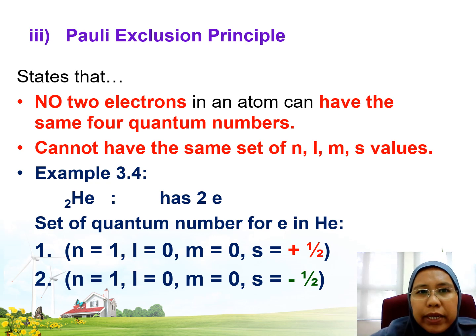The third rule is the Pauli exclusion principle. Pauli states that no 2 electrons in an atom can have the same 4 quantum numbers. It cannot have the same set of n, l, m, s values. For example, helium has 2 electrons. So the set of quantum numbers for the electrons in helium would be 1, 0, 0, positive half. And another set would be 1, 0, 0, and negative half.